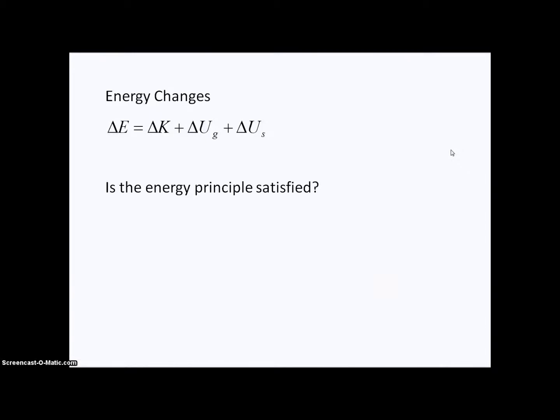Is the energy principle satisfied? According to the energy principle, the changed total energy of the system must be equal to all of the energy transfers with the surroundings. For this system, there is no energy transfer to and from the surroundings, so delta E is equal to 0. The yellow line in our Python graph indicates that this is the case. Therefore, the energy principle is satisfied.